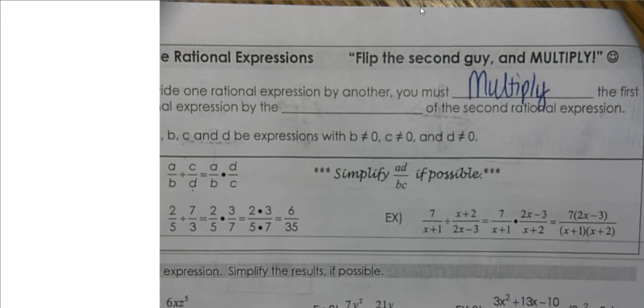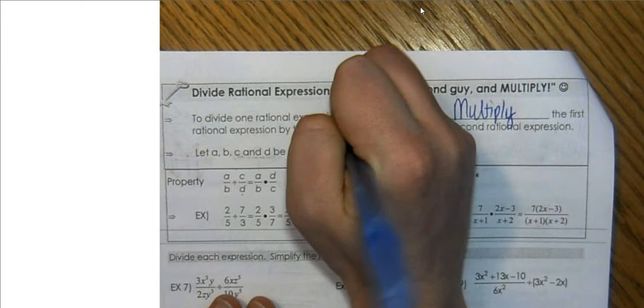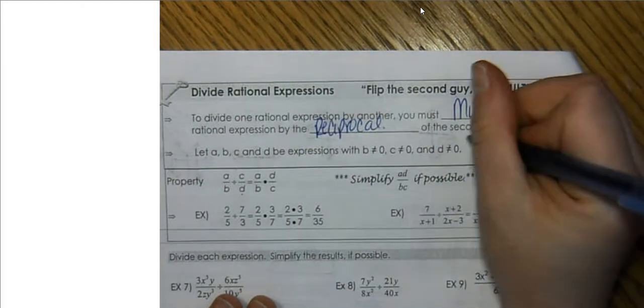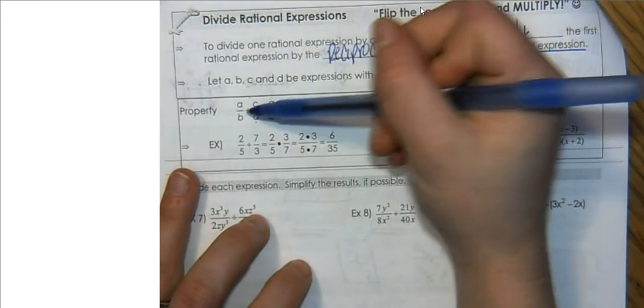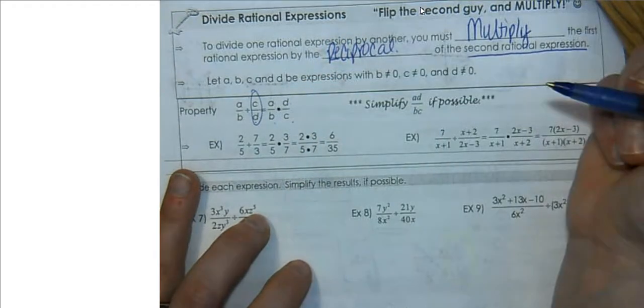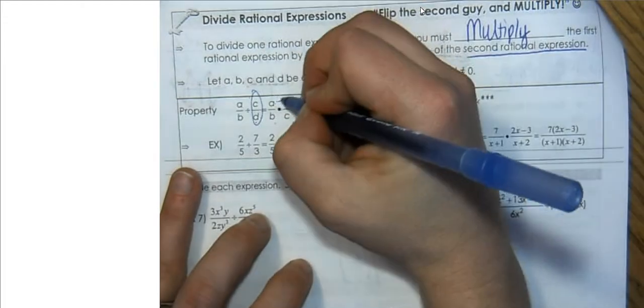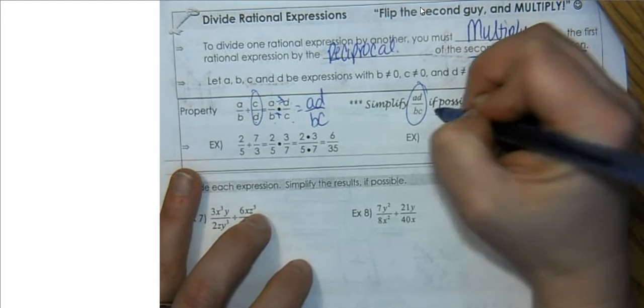We're going to multiply the first rational expression by the reciprocal, which is the flip of the second rational expression. So the phrase goes, you flip the second guy and you multiply. So in this problem, if you have A over B divided by C over D, we're going to write the reciprocal of that second fraction, A over B times D over C. And then we multiply straight across, and we end up with AD over BC. If it can be simplified, make sure that you do so.